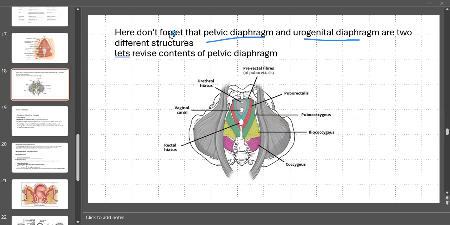Yes, Dr. Bushra, answer is correct. Dr. Sana, very good. And Dr. Sophia is correcting herself. No, Dr. Seher, it's pubococcygeus. Pubococcygeus is making up the main bulk of the levator ani, or else you can say pelvic diaphragm.